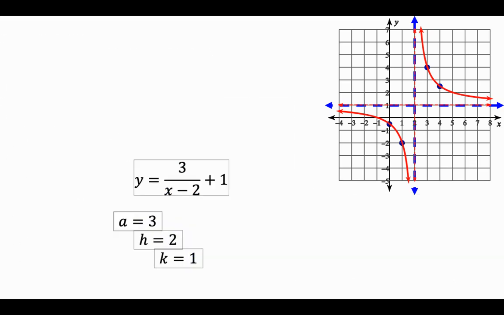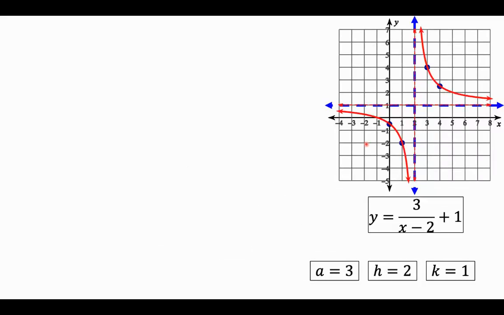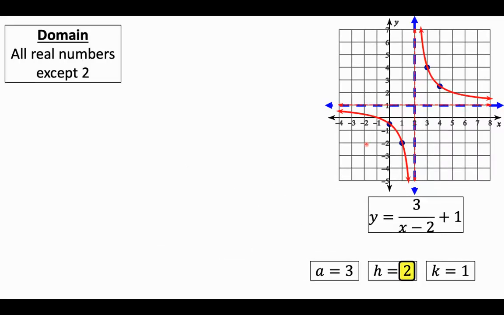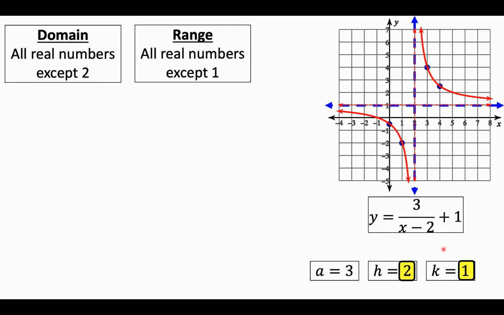So I'm just going to move the A, H, K and the equation over. If it asks for domain, keep in mind your domain is everything except for your H value, because that's your x value that it doesn't touch. Domain goes with x's, so that's why this H was in there with your x's. So x equals 2 is your asymptote. Your range is every number except for your K value, so except for 1.